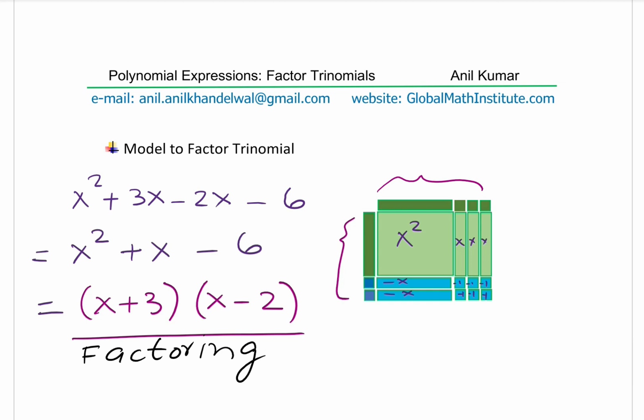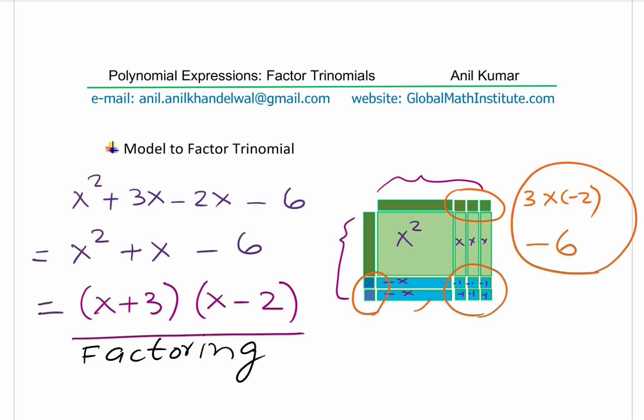Let's take up another example. The important thing here to note is that when you multiply negative with positive, you get a negative result. Perfect. You'll also notice that as far as these units are concerned, which is minus 6, this minus 6 is basically the product of these two, which is 3 times minus 2, right? So 3 times minus 2 will give you minus 6. That is the product part.